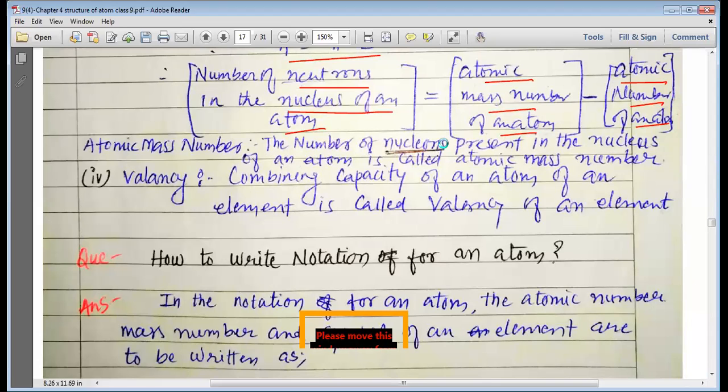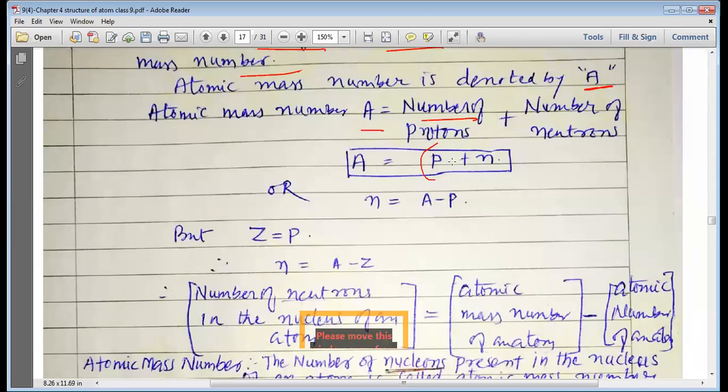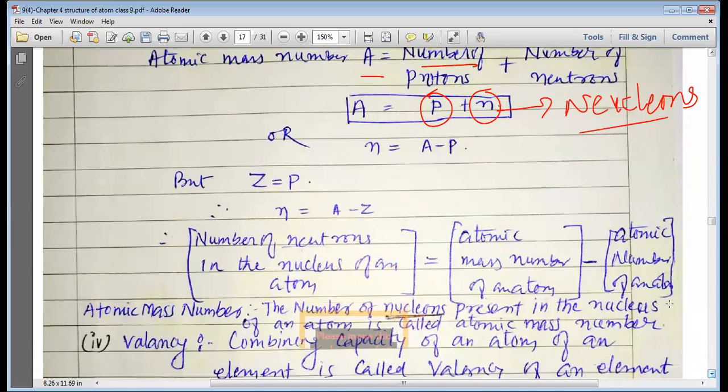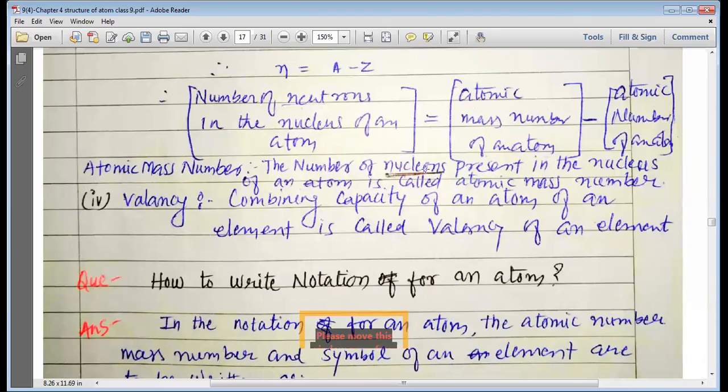So atomic mass number, the number of nucleons. Now my dear students, we know that these protons and neutrons are collectively known as nucleons. So we can write another definition for our atomic mass number: the number of nucleons present in the nucleus of an atom is called atomic mass number. Please remember that number of nucleons is the number of protons plus neutrons.